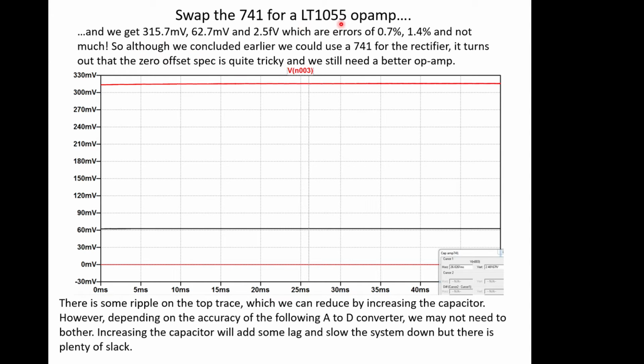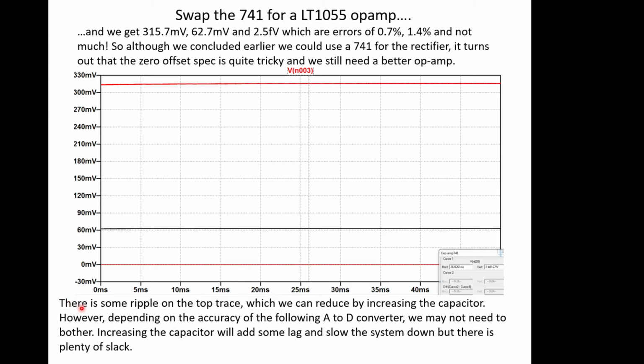So I chose a 1055 with low offsets, FET inputs, and now we get 315.7 millivolts for our simulation, 62.7, and now 2.5 femtovolts for zeros in. So that's an error of 0.7, 1.4%, and hardly worth measuring. So although we concluded earlier we could use a 741 for the rectifier, it turns out that the zero offset spec is quite tricky and we still need a better op amp. So this is an indication of how all the different parts of the system can interact with each other in ways that weren't immediately obvious when you first started building it. So don't be afraid to go back and reconsider things, or try and chase errors down using a simulator, or even building parts of the circuit and just trying them out.